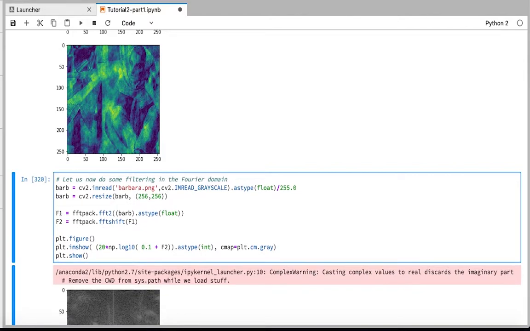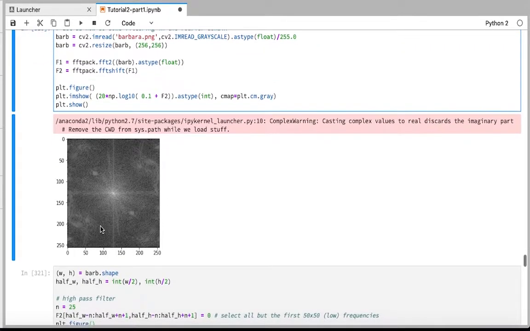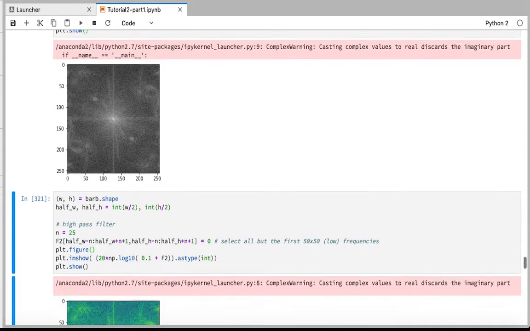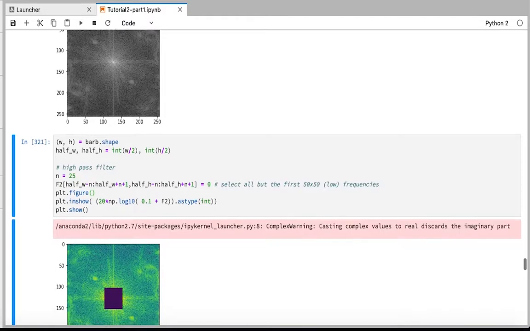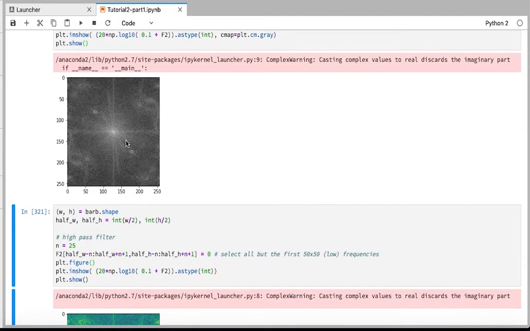So I'm loading an image again, and then I'm taking a Fourier transform and shifting it so that I get all the low frequencies in the center, and I'm just showing it to you. So I want to create a high pass filter. High frequencies are far away in this image, but not in the actual Fourier transform.